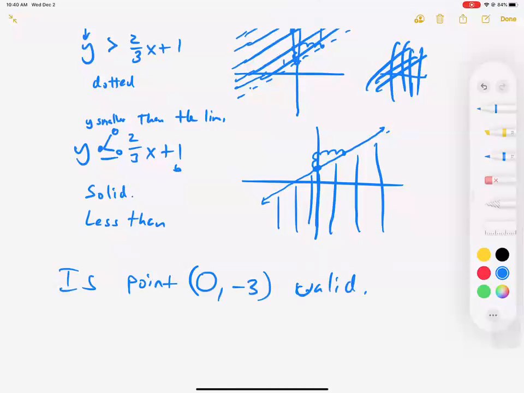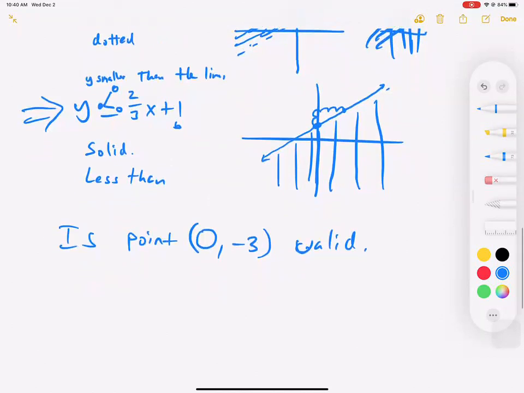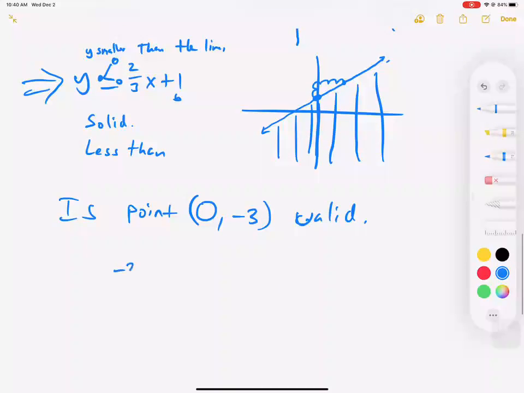Would the point (0, negative 3) be okay looking at this equation here? Would that be a true statement? Let's try it. If I plug it in, negative 3 is less than or equal to 2 over 3 times 0 plus 1. Would this still be a true statement? Well, 2 over 3 times 0 is 0. Is negative 3 less than or equal to 1? Yeah, negative 3 is less than 1, right? This is a true statement.